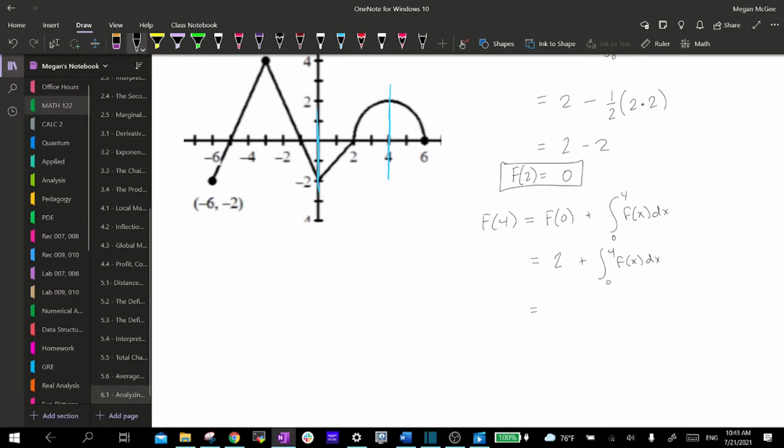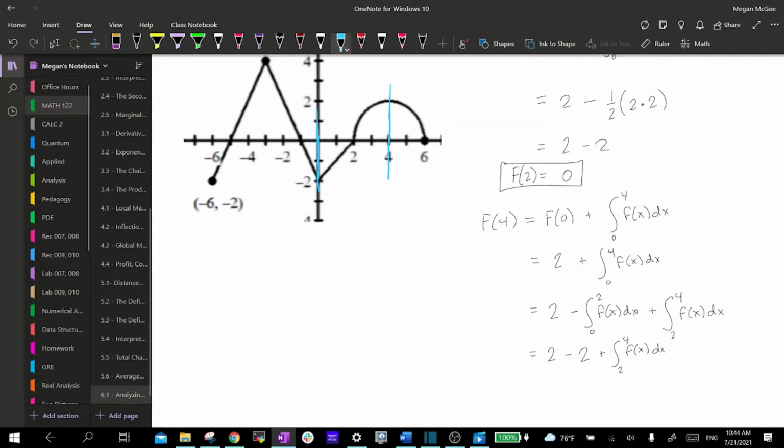Okay, so we have 2 plus the area from 0 to 2, right? And then plus the area from 2 to 4. And actually, we should be subtracting the area from 0 to 2, right? Because we're counting it negatively. So this is 2 minus 2, which we already calculated earlier. Okay, plus this integral from 2 to 4 of f of x dx.